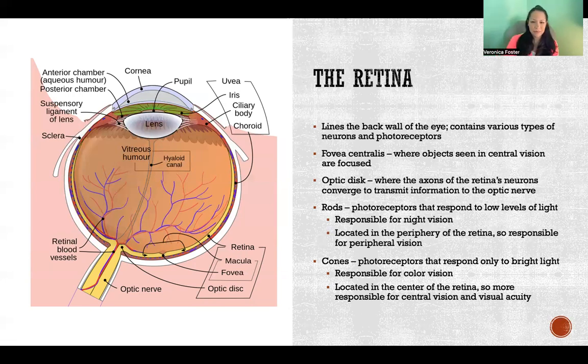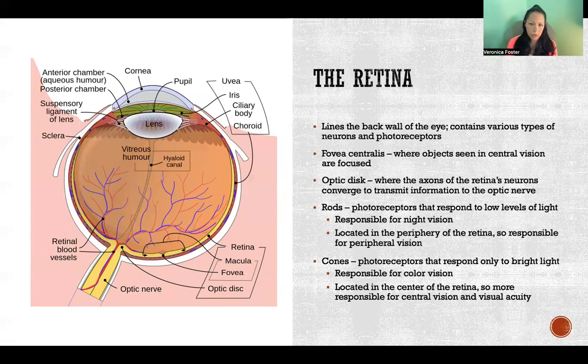The optic disc is this whole little area where the axons of the retina are converging and coming together to form the optic nerve. So we're collecting up all of this visual sensory data, and that's all converging at the optic disc, which then becomes the optic nerve and is transmitted to different parts of the brain. Then we have rods and cones.